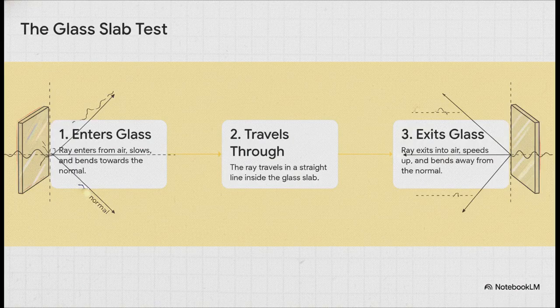This classic experiment shows it all in action. You've got a ray of light hitting a block of glass. First, as it enters the glass, it slows down and takes a turn. Then, it travels in a new straight line through the glass. Finally, when it pops back out into the air, it speeds up and bends again, but in the opposite direction. The ray comes out parallel to where it started, just shifted over a bit.